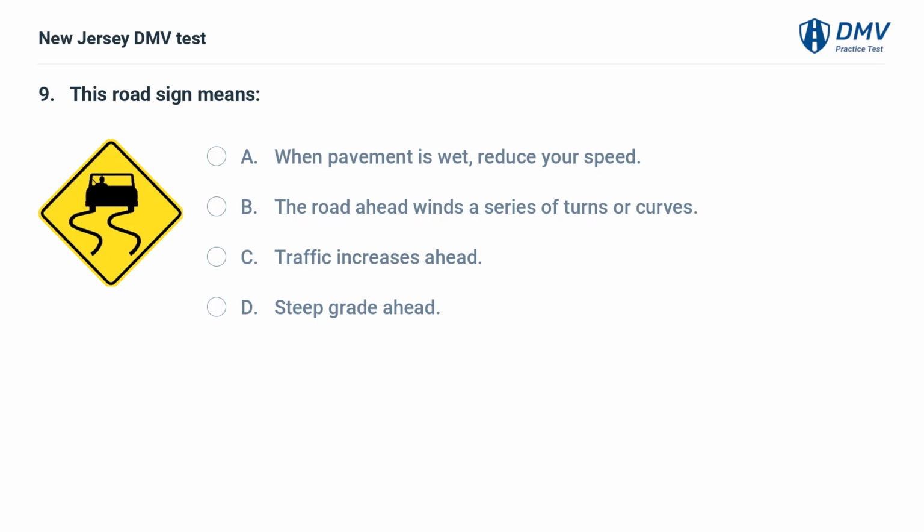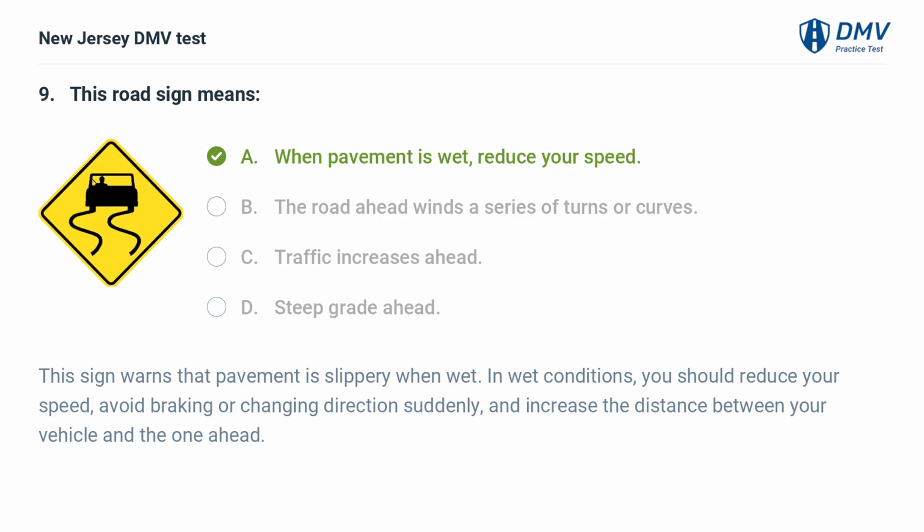This road sign means: A. When pavement is wet, reduce your speed. B. The road ahead winds a series of turns or curves. C. Traffic increases ahead. D. Steep grade ahead. A. When pavement is wet, reduce your speed. This sign warns that pavement is slippery when wet. In wet conditions, you should reduce your speed, avoid braking or changing direction suddenly, and increase the distance between your vehicle and the one ahead.